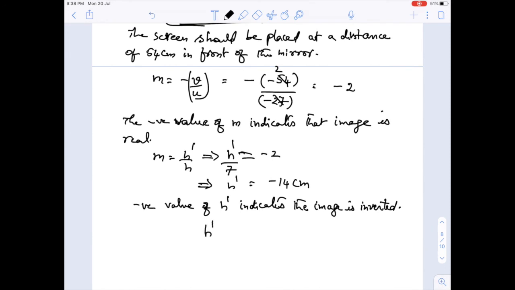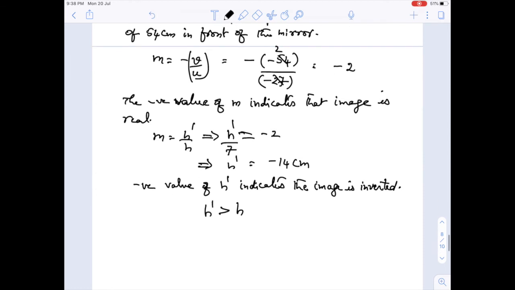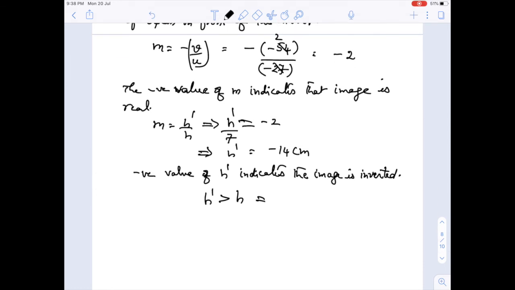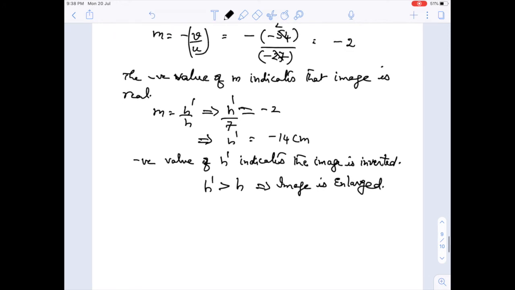h dash is greater than h, which implies the image is enlarged. h dash is 14 and h is 7. Therefore, h dash is greater than h. That means the image is enlarged.